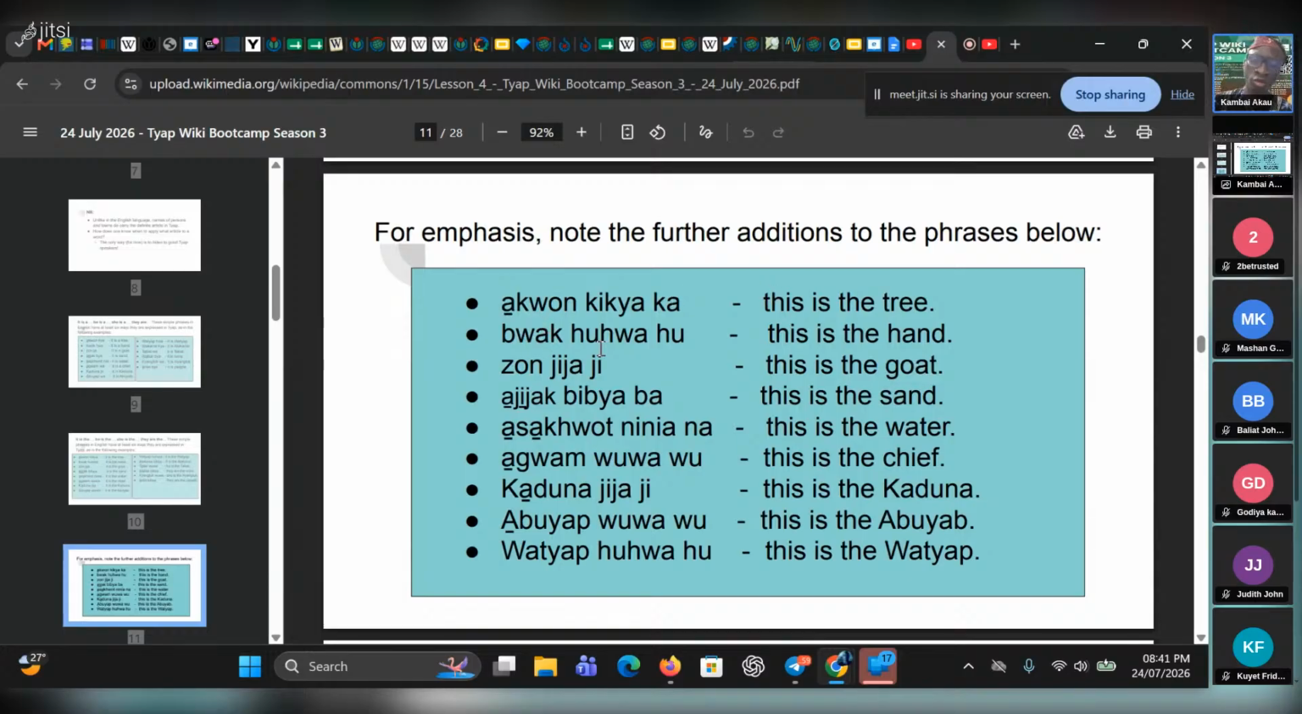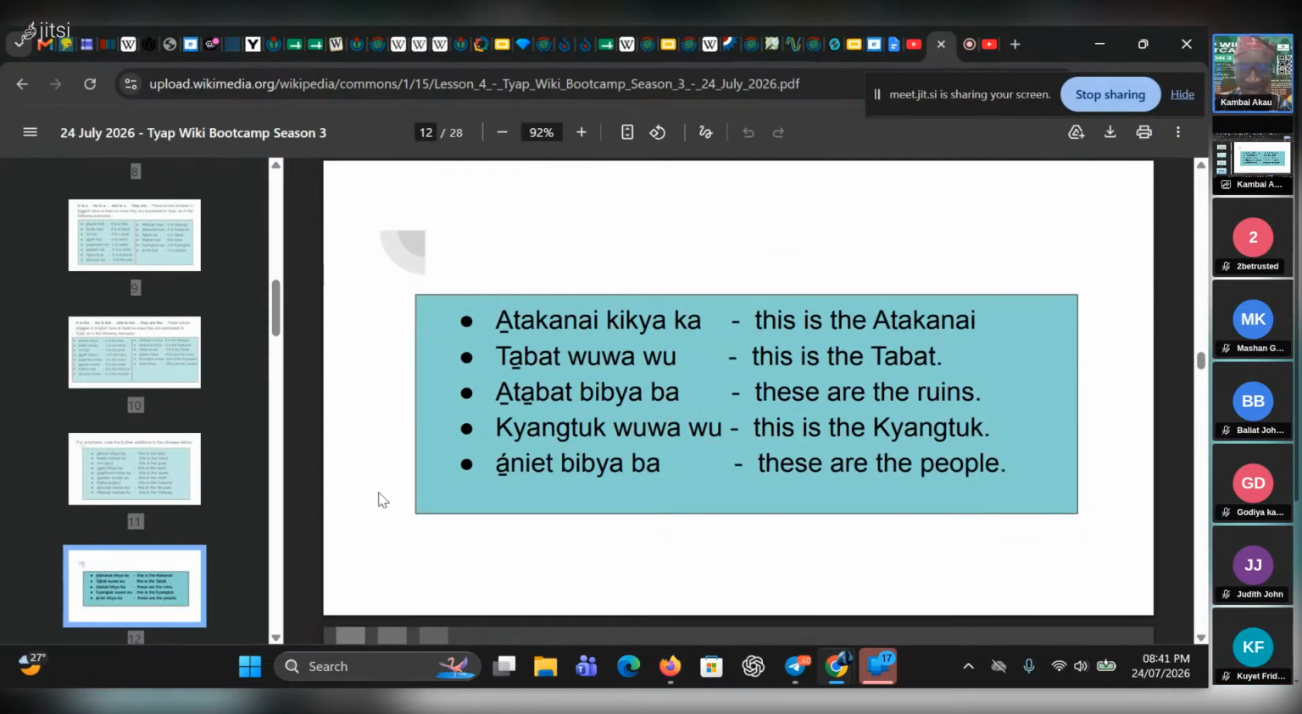And then Wahuwahu, this is the hand. And then Zonjijaji, this is the goat. I was talking about maybe yesterday, and then Ajija Bibia, and then Sokwaninya, and then Ogwanwuwau, Kaduna Jijaji, Obuya Wuwau, Watia Huhahu, Ataka na Ikichaka, Tabaru Wau, Ataba Bibiaba, Chantuku Wau, and then Anya Bibiaba. These are the people.